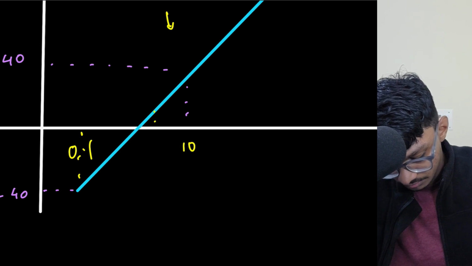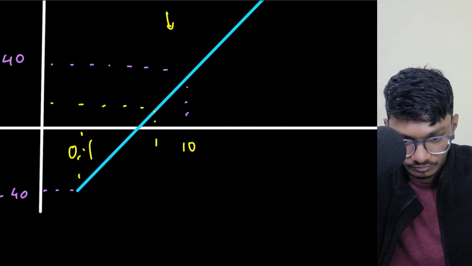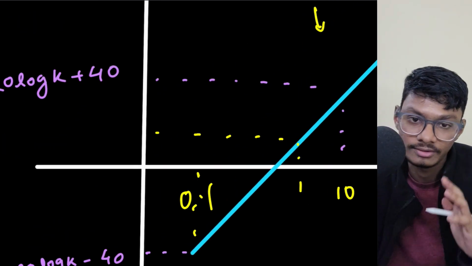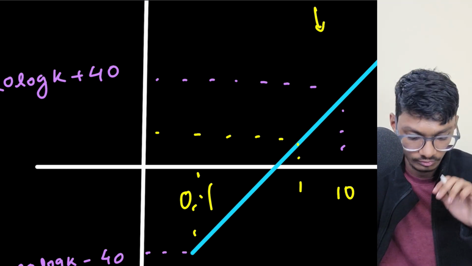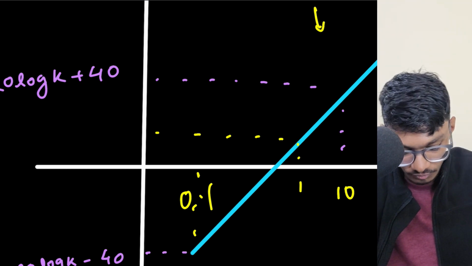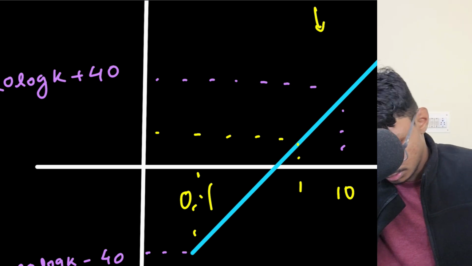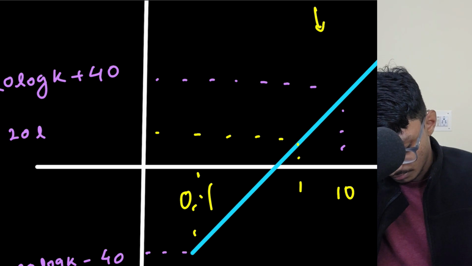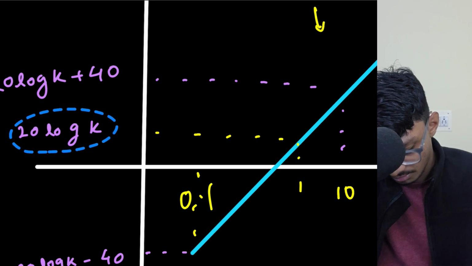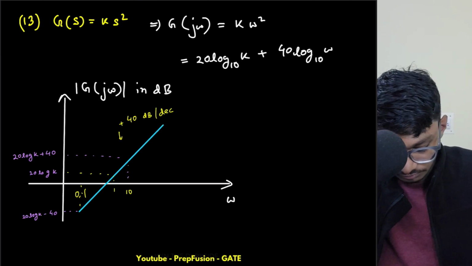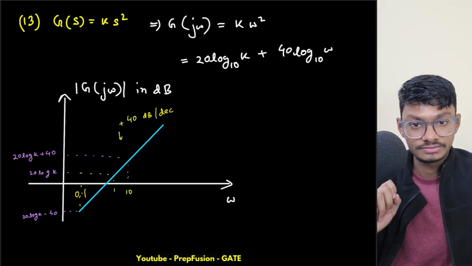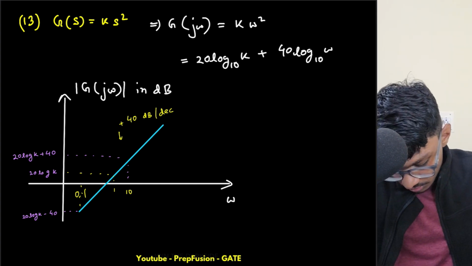Let's say 1 lies here. We don't know where 1 lies, because only if my value of k equals 1 will it lie here, where it cuts my 0 dB axis, as 20 log 1 will be 0.